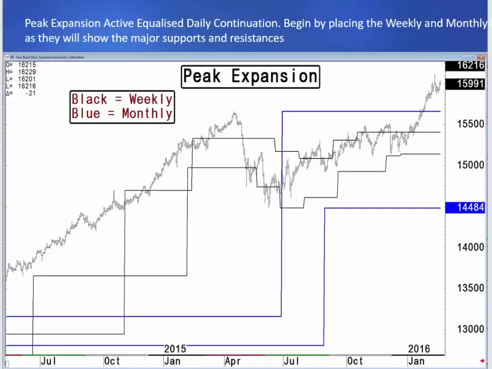So we're just going to look at a couple of charts. Peak expansion, just put the weekly, which are always the black lines, and the monthly, which are the blue lines, and this tells us the major support and resistance.